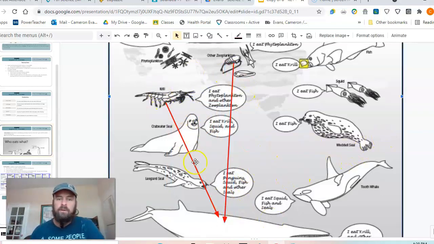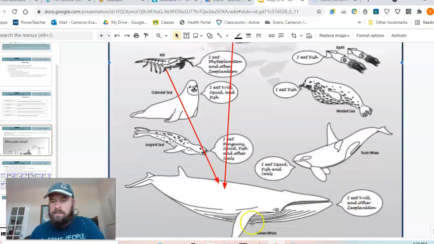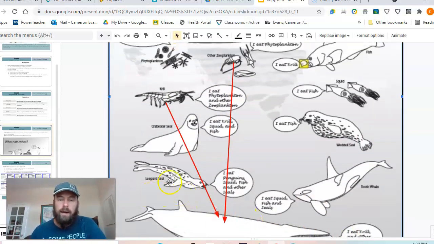Okay, so now I've got the krill going into the stomach of the whale and the other zooplankton. Okay, so that's what this eats. Now, we'll just move to the next organism. Okay, so the next organism will go with this toothed whale. This looks like a killer whale or an orca. And it says, I eat squid, fish, and seals.